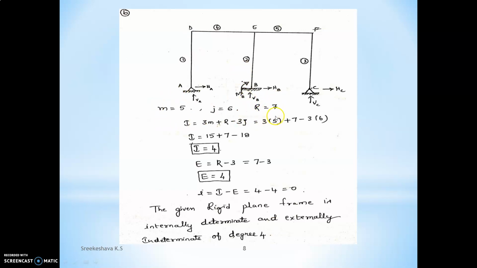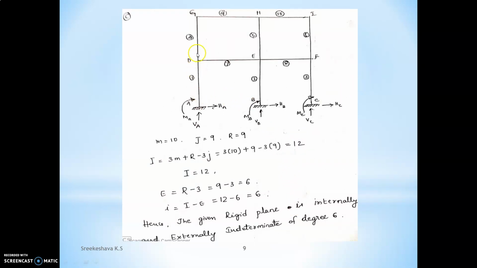Clear? Use these parameters m, j and r in the final equation, 3m plus r minus 3j. We are getting 4. Therefore the total indeterminacy of the given plane frame is 4. Now compute external indeterminacy using the equation E equals r minus 3. It will become 4. Hence the given structure is externally indeterminate of degree 4 and it is internally determinate. Why? Because internal indeterminacy is 0. That's why it is internally determinate but externally indeterminate to degree 4. Clear? Next we move on to the multi-story problem.